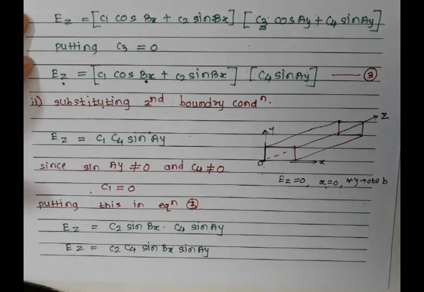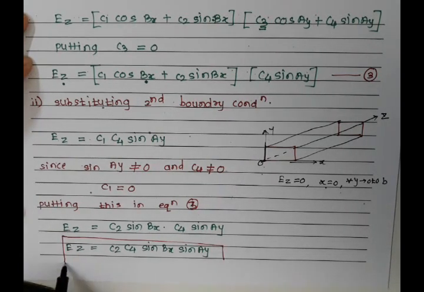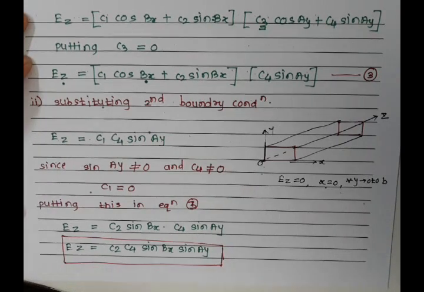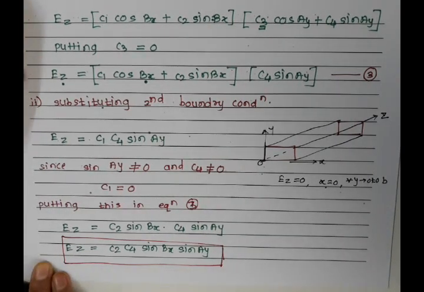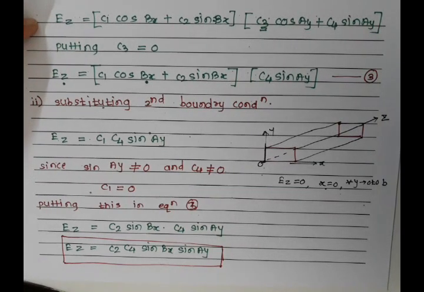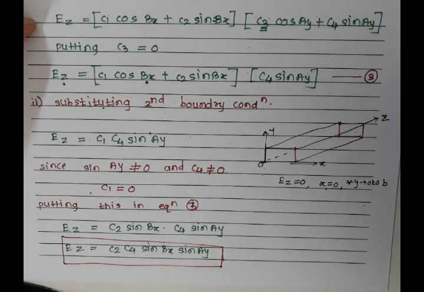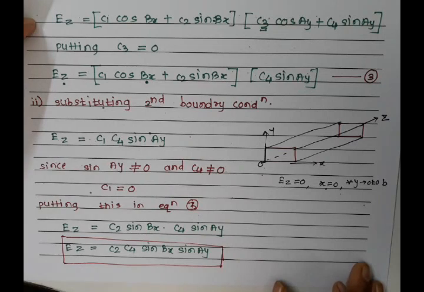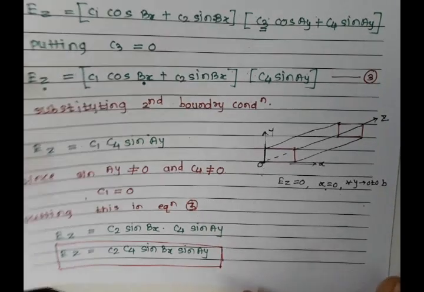So till now we have applied two boundary conditions and I have got this particular equation, that is Ez is equal to C2 C4 sine of Bx and sine of Ay. Now applying the third boundary condition. Till now we have applied the two boundary conditions. Now we'll apply the third boundary condition. So which one is our third boundary condition?